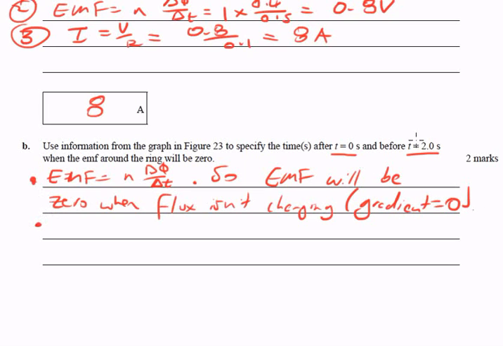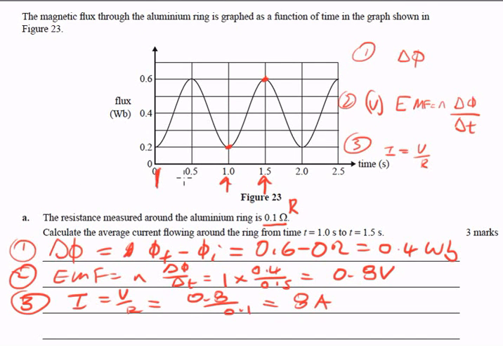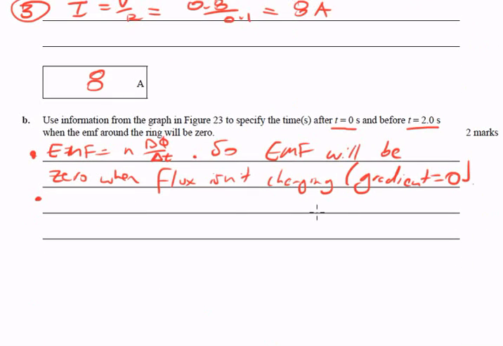So where are the points after 0 and before 2? So after here and before here, between those 2 points, where is the change in flux 0? So the gradient is 0 when it's flat. So that gradient's steep, this gradient is steep in the negative direction, it's flat right on top there. It's flat right on bottom there, and it's flat right on top here. So at 0.5, 1 and 1.5, the gradient is 0.